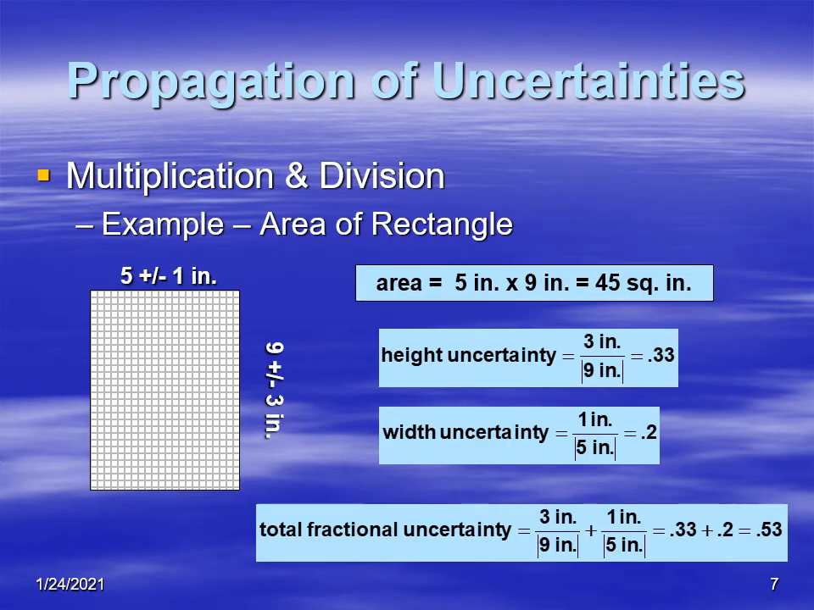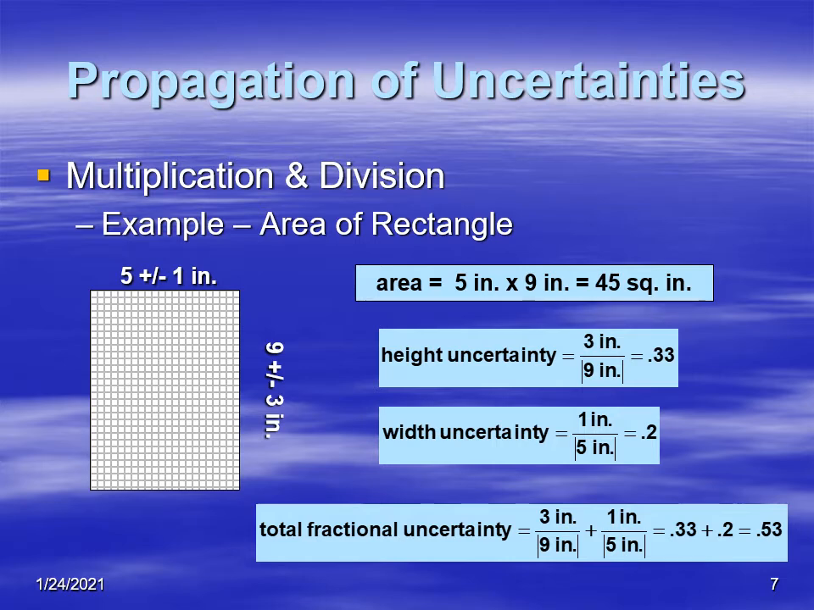Here's an example. We've got a rectangle, and we've got an uncertainty of 1 inch on one side and 3 inches on the other side in these measurements. 5 plus or minus 1 inch and 9 plus or minus 3 inches. So the area, of course, of a rectangle is length times width. 5 times 9 gives you 45. The fractional uncertainties would be 3, your uncertainty in one side, divided by 9 gives you about 33%. And the uncertainty in the width is 1 divided by 5, which gives you about 20%. So your total fractional uncertainty would be about 53% or 0.53.